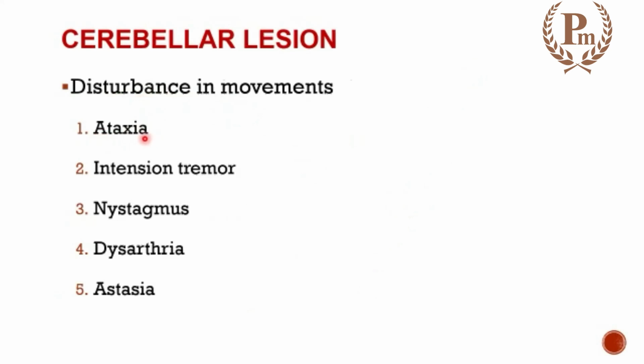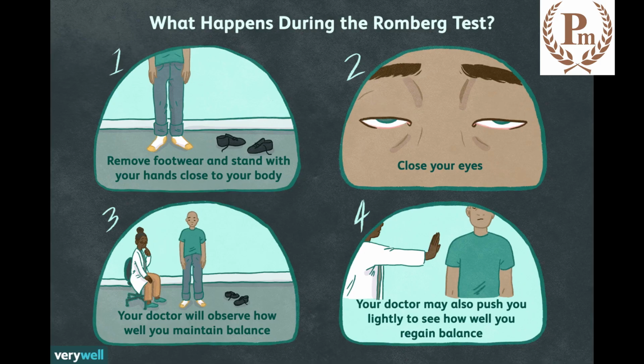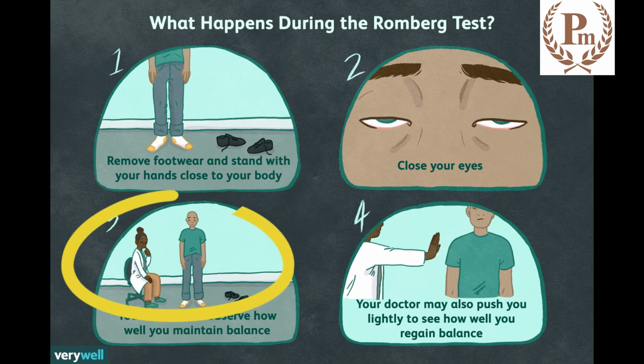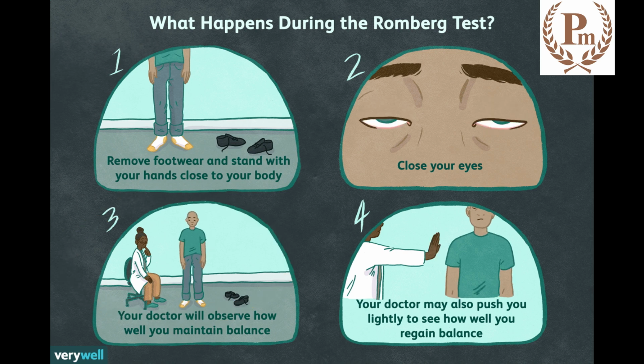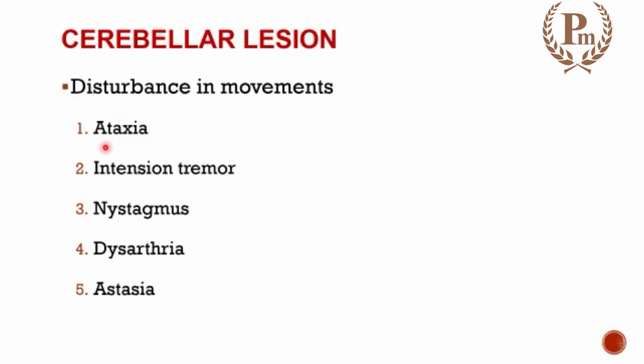You remember the Romberg sign or Romberg's test? Yes, ma'am. Okay. So when we ask a person to stand with closed eyes, the person may not be able to stand in one way. He may be swaying this way or that way. That type is what we call ataxia. That was a sensory ataxia. You may also see it in cerebellar ataxia. Then there is a disturbance with the gait also.